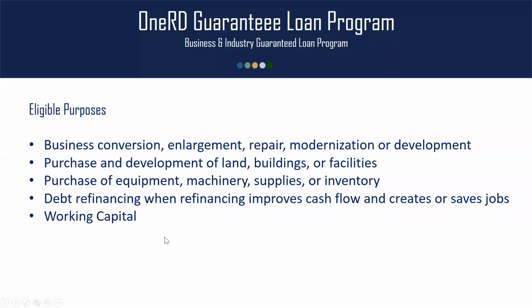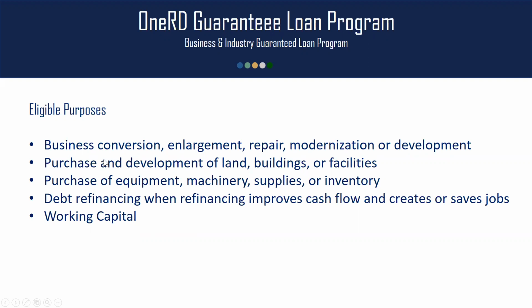Now, what are some eligible purposes of the B&I? Business conversion, enlargements, repairs, modernization or developments, purchase and development of land, buildings, facilities, purchases of equipment, and similar to CF, the loan terms are not to exceed 40 years and are based on the use of the guaranteed loan funds. So we wouldn't look at making a guaranteed loan for 40 years if it was the purchase of equipment where the useful life may only be 20, 25 years. So they would take all those things into consideration.